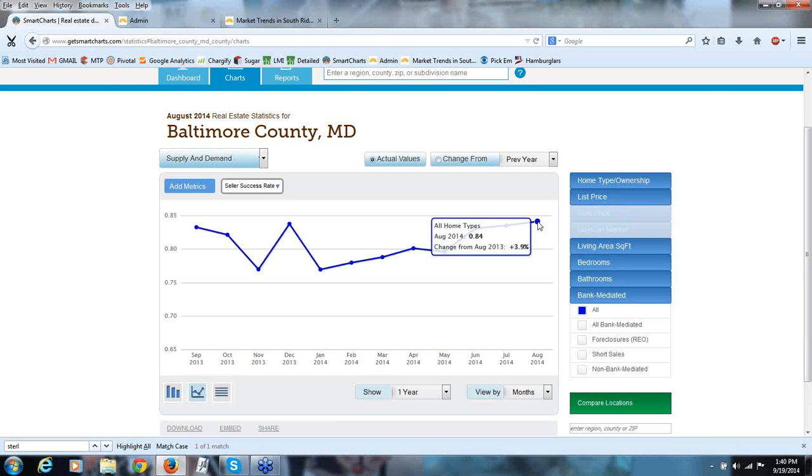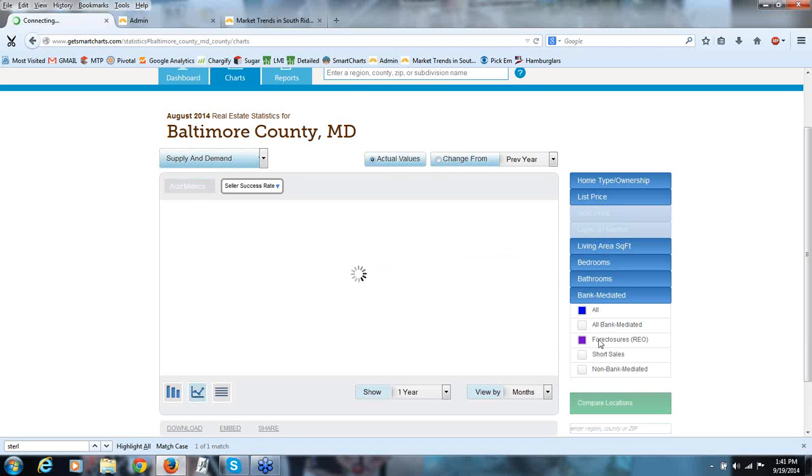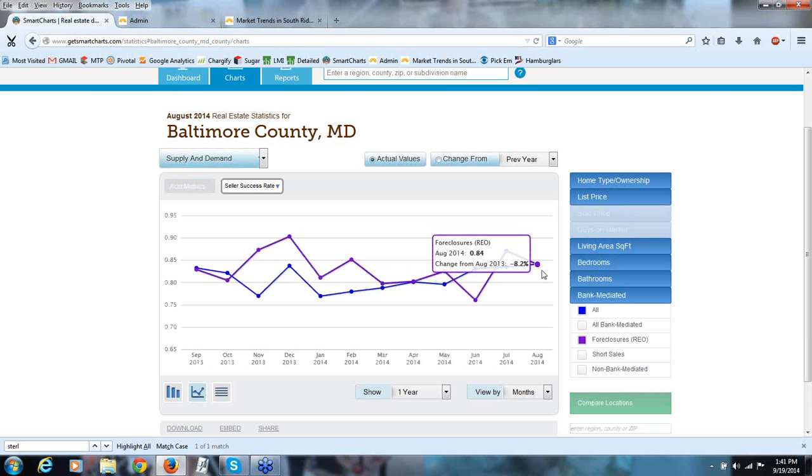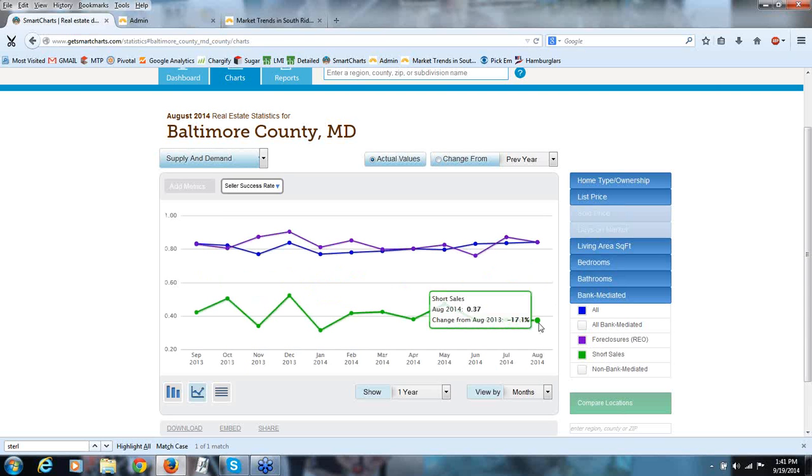84% of all homes that left pending status successfully closed in Baltimore County. So 16% fell through. When we turn this on for foreclosures, we can see that that is pretty consistent. It's exactly the same for foreclosures in this particular county. However, when we turn this on for short sales, it's a bit scary. We're talking about only 40% or so of short sales that were in pending contract that left pending. Only 40% are actually successfully closing. 60% are falling through. 60% are failing.